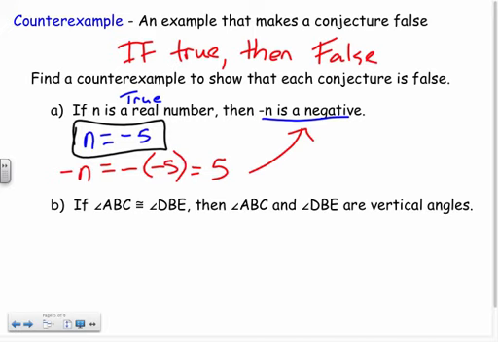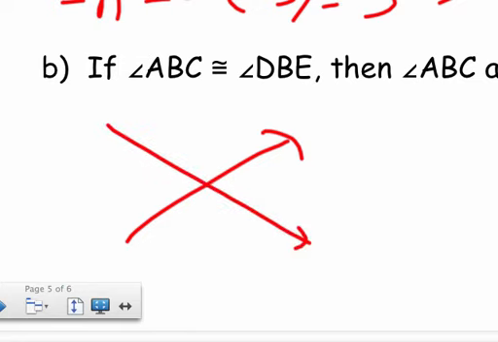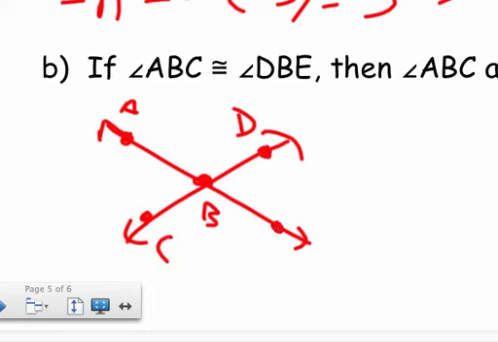For B, you may need to draw a picture. It's saying if two angles are congruent, ABC and DBE, then ABC and DBE are vertical angles. Well, they could be, right, because vertical angles are congruent, right? I could have two lines like this and have A, B, C, and then DBE, right? Because then ABC and DBE would be congruent. That's true.